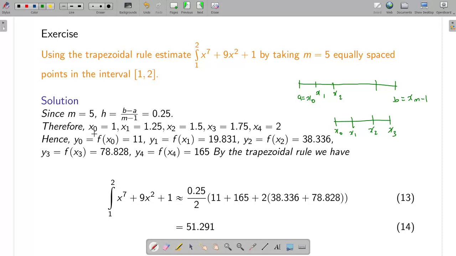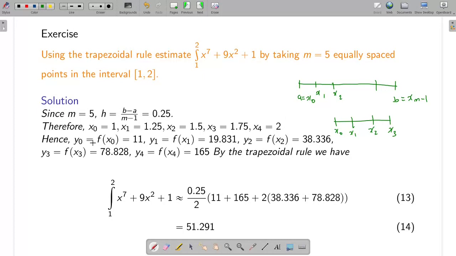So what will be the value of x0? x0 will be 1, x1 would be x0 plus h, x2 would be x1 plus another h, x3 would be x2 plus another h, and x4 would be x3 plus another h. So x1 would be 1.25, x2 would be 1.25 plus 0.25, which is 1.5, x3 would be 1.5 plus 0.25, which is 1.75, and add another 0.25 to it, you get 2.